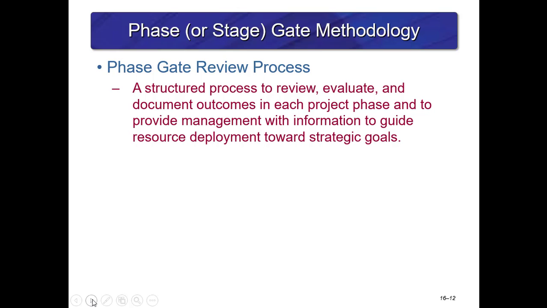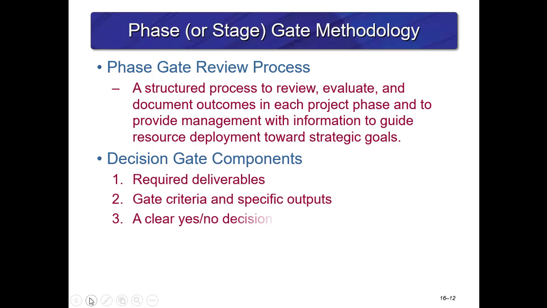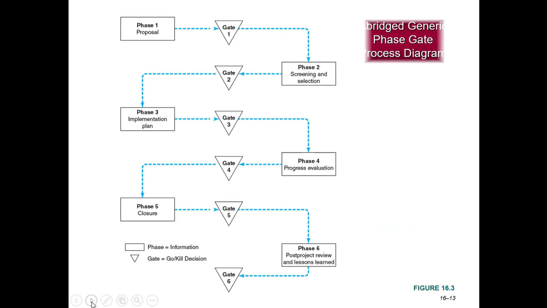Phases or stage gate methodology is a structured process to review, evaluate, and document outcomes in which each project phase occurs, and to provide management with information to guide resource deployment towards strategic goals. Decision gates are required deliverables, the gate criteria, and specific outputs at each gate. And at each gate there is a clear yes or no decision on whether to go ahead with the project.